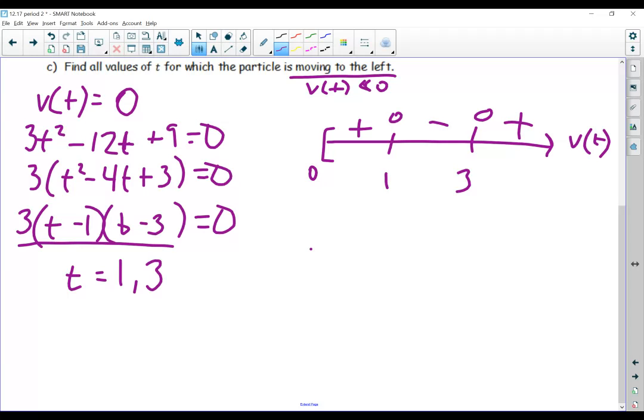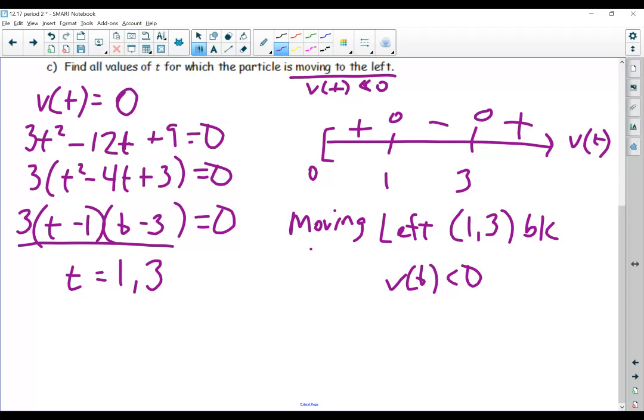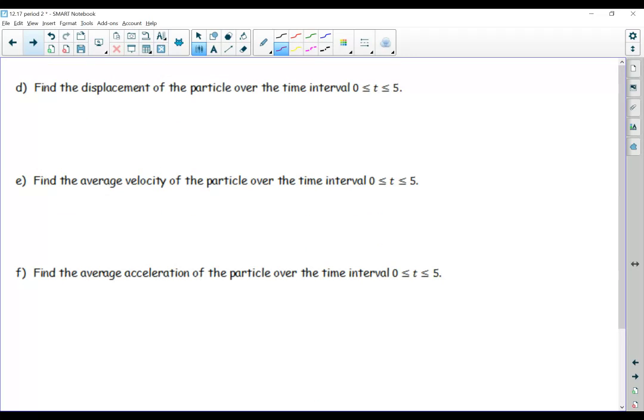So where is the velocity negative? Where's the particle moving left? Okay, it's moving left from 1 to 3 because v of t is negative. Well on our way to getting a 9 out of 9 on this free response.